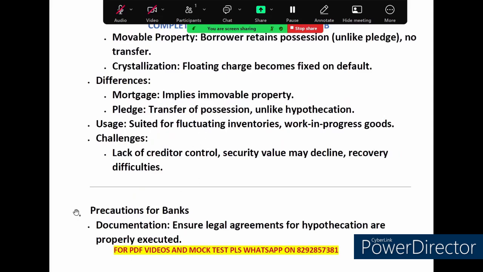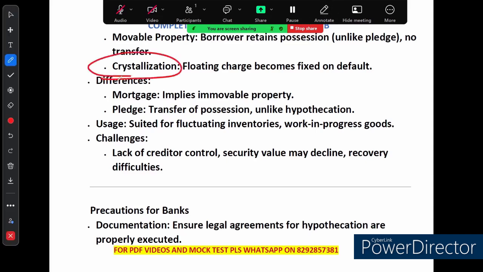Now the borrower keeps the goods and there is no transfer of possession. If the borrower defaults, the floating charge becomes fixed. That is called crystallization. When I say crystallization, it means the floating charge becomes fixed. Now what is the difference?